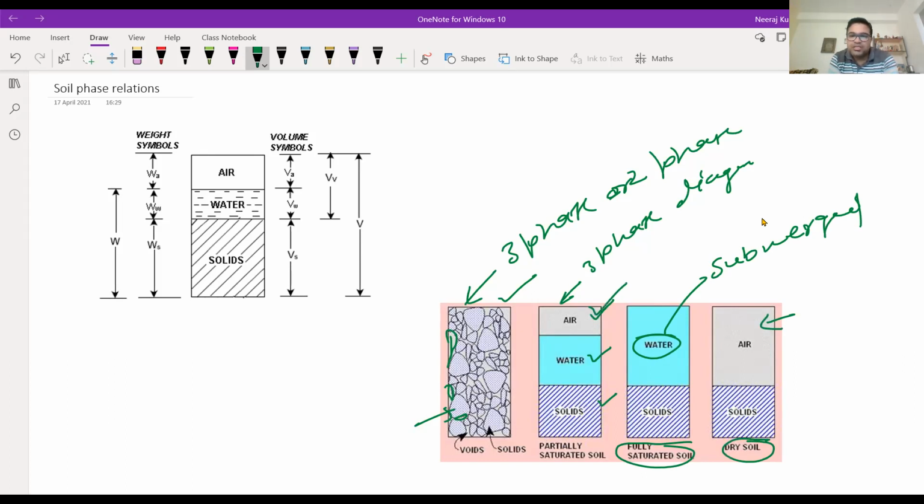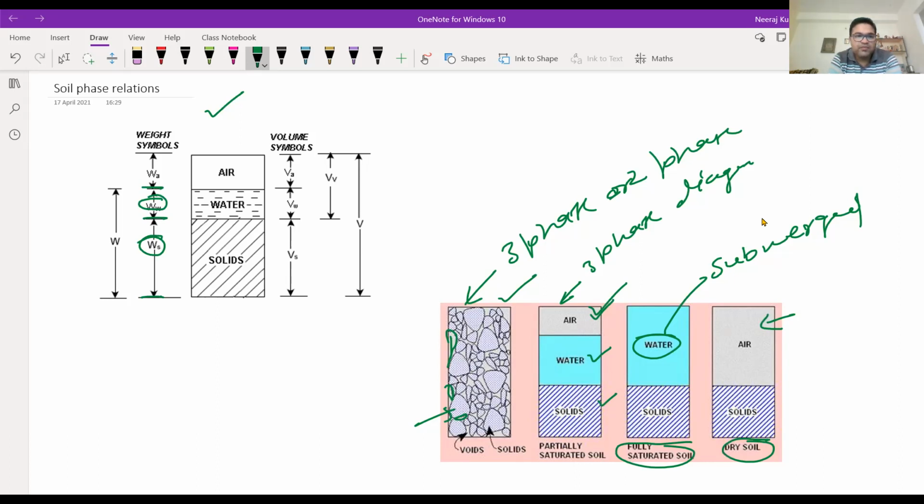Now, based on this three-phase diagram, we can develop some relations to understand various parameters of the soil. So here, if we try to define soil in terms of weight parameter and volume parameter, in terms of weight parameter, we consider this part as the weight of solid, and then if we have some water in the voids, we can consider this as the weight of water, which is WW.